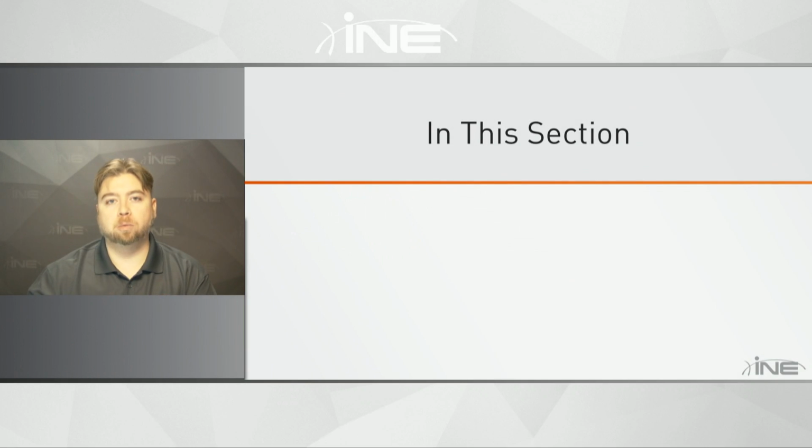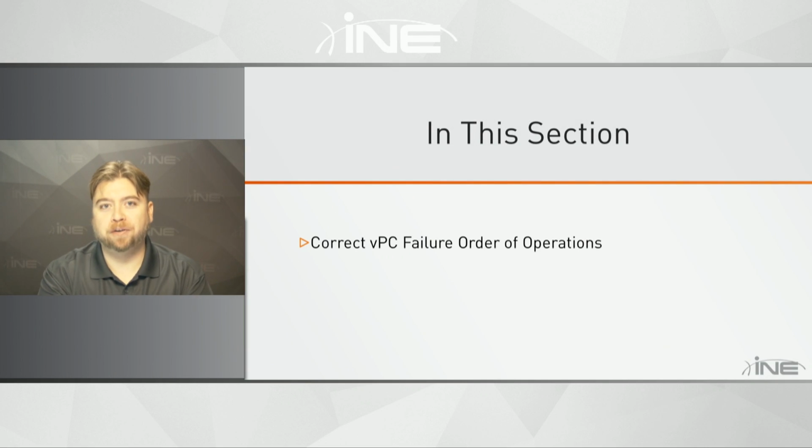So in our next section, we're going to be focusing on what the different failure scenarios are that we could run into with a virtual port channel. First we'll talk about the correct order: if the member port fails, or the peer link fails, or the keep alive fails, how does the system deal with that in order to continue forwarding traffic down to the destinations?